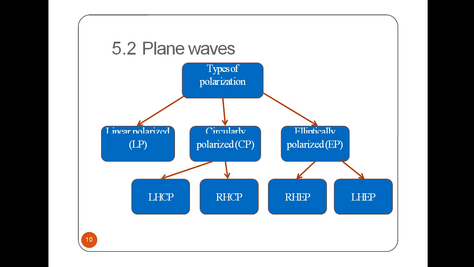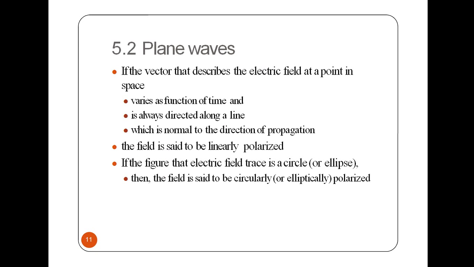Now we'll go through the types of polarization. The polarizations are linear polarization, circular polarization, and elliptical polarization. The circularly polarized are divided into two parts: left hand circular polarization and right hand circular polarization. In the case of elliptical polarization, both are also applicable: right hand elliptically polarized and left hand elliptically polarized.